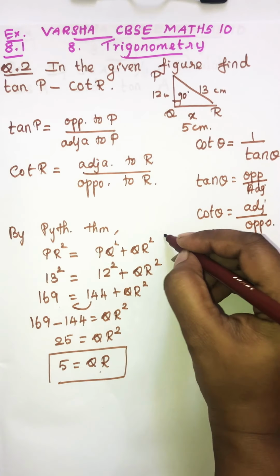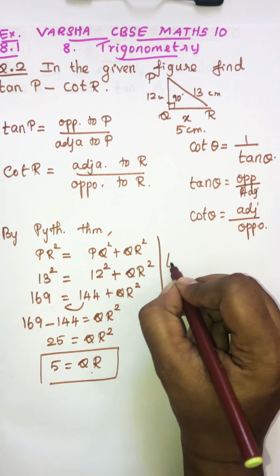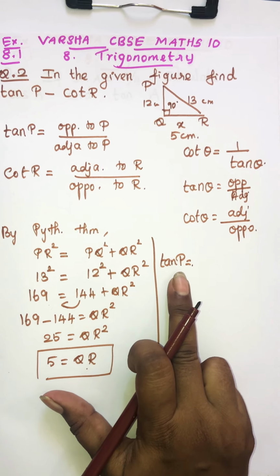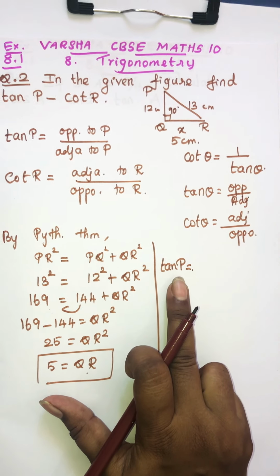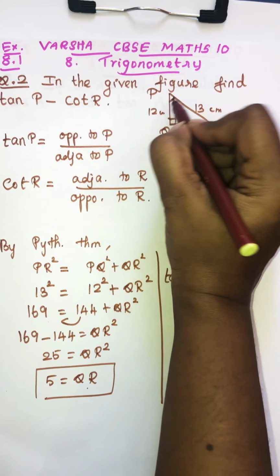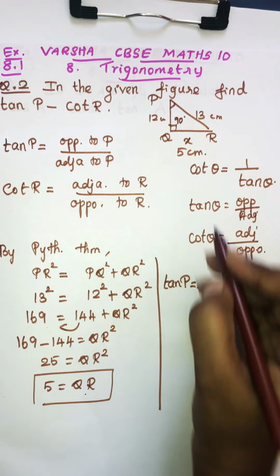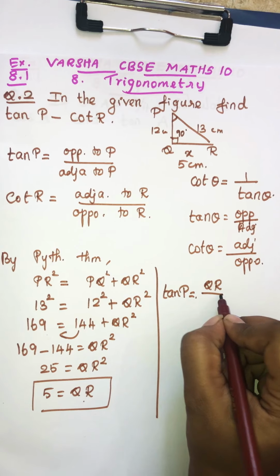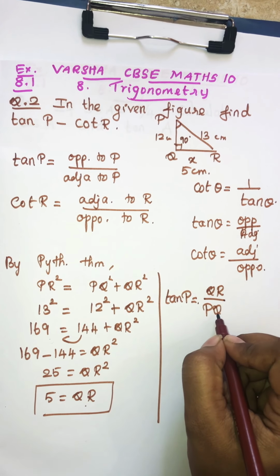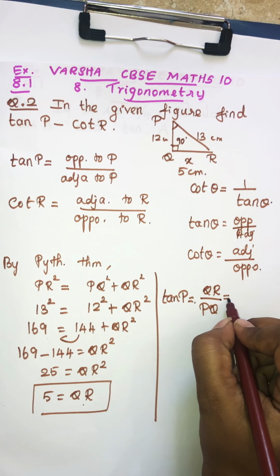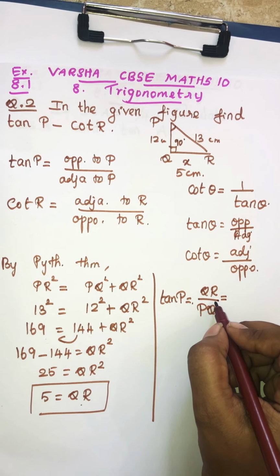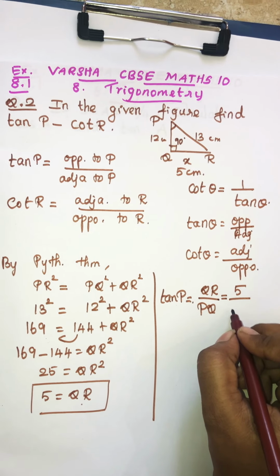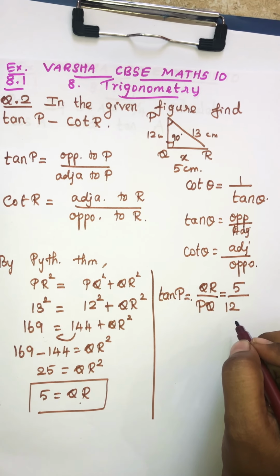Now go to tan P. What is your tan P? The side opposite to angle P. So where is your P, students? See, this is your P. Which is the opposite side? QR. So QR by the adjacent side, PQ. So QR by PQ. QR is 5 centimeter by PQ is 12 centimeter.